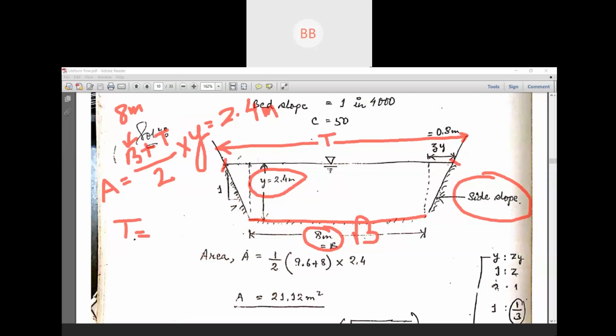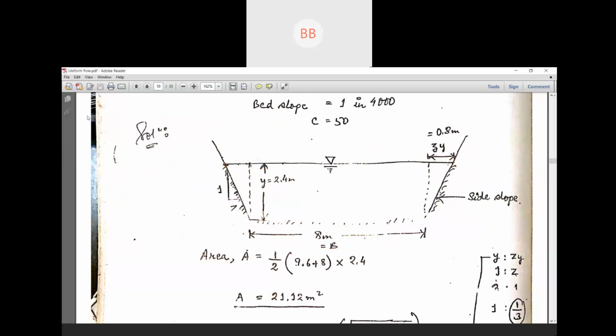So we have two extra portions than the bottom width. This middle part we can say is the bottom width, from here to here. In addition to the bottom width, we have another two portions. That is one here, another one is here. So first our intention is to find out this portion.